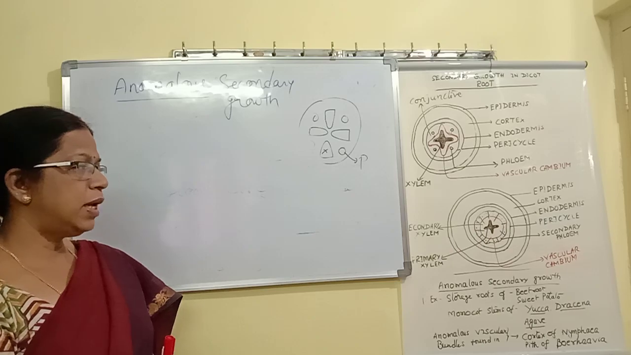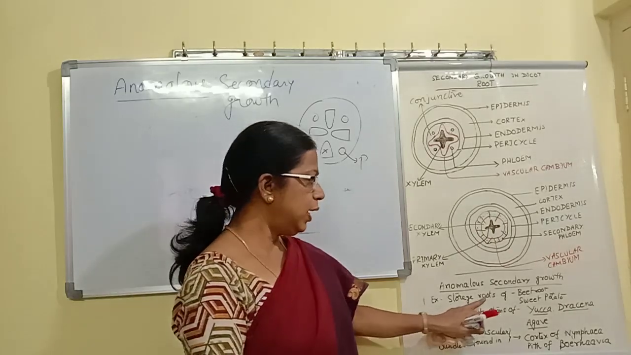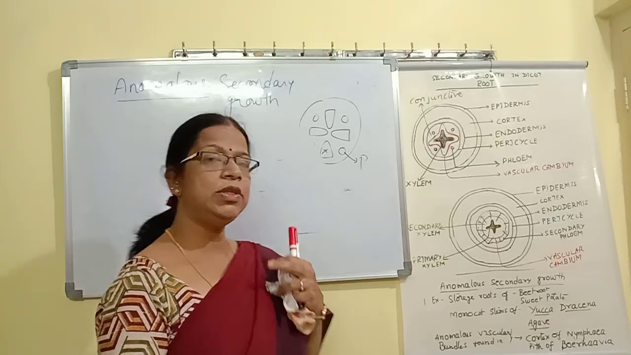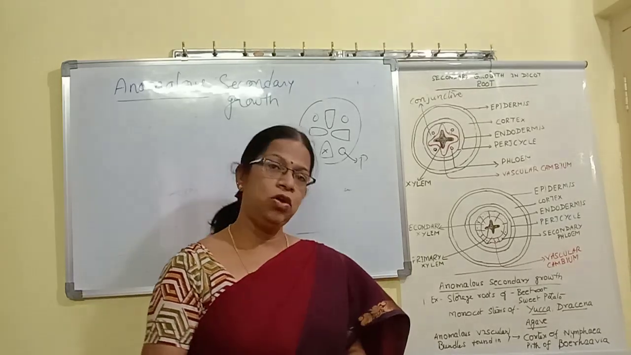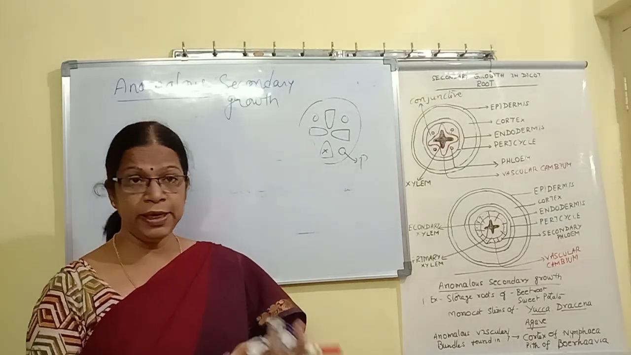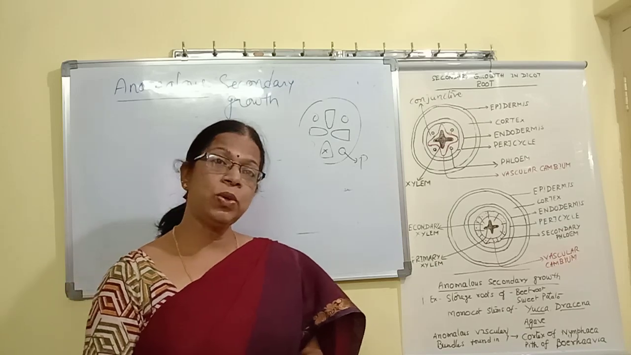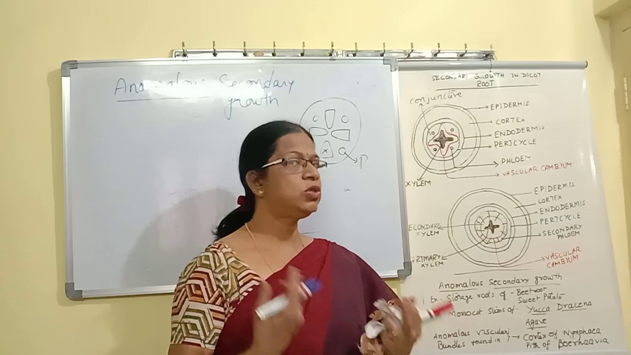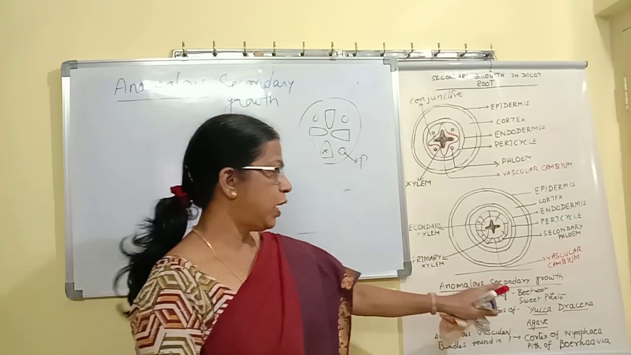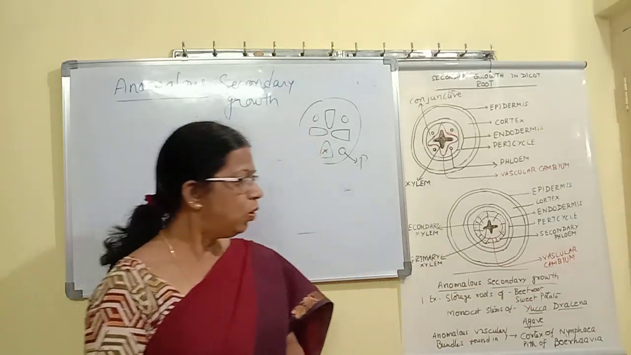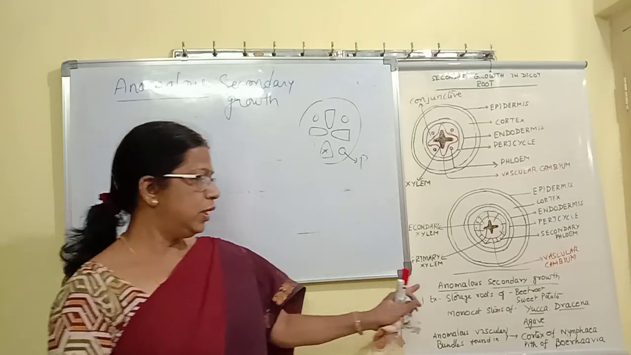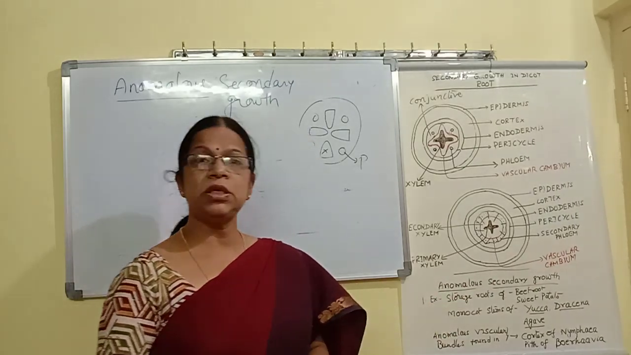Like some examples we have storage roots of beetroot and sweet potato. All of you are familiar with beetroot and sweet potato, and you must be eating it also. So I want you to write their scientific names, children. Find out from your books, from your notes, wherever you have studied, the scientific names of beetroot and sweet potato.